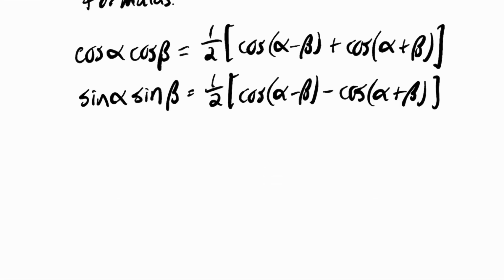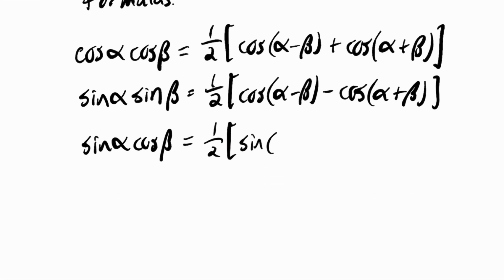The next is sine alpha cosine beta. This one is going to use the sine rather than cosine in the other half of this equation. So this would be 1/2 of sine alpha plus beta plus sine alpha minus beta. And then there's one more product to sum formula. It's sort of redundant. You don't need it, but it doesn't hurt to have both.